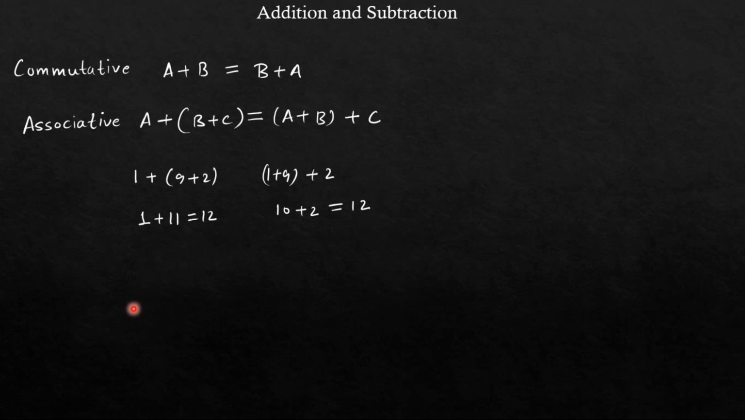Now next is your cancellation law. That is, if I say a plus x is equal to b plus x, then I can cancel x on both the sides. So what I will get? I will get a is equal to b. So this law also holds good. Is it fine? So these are some important properties which the matrix addition and subtraction follows.